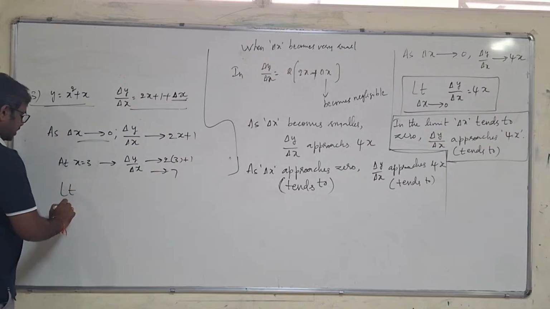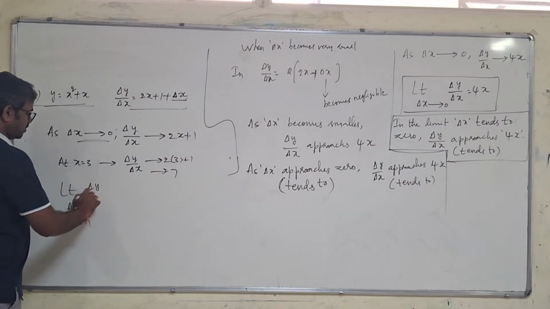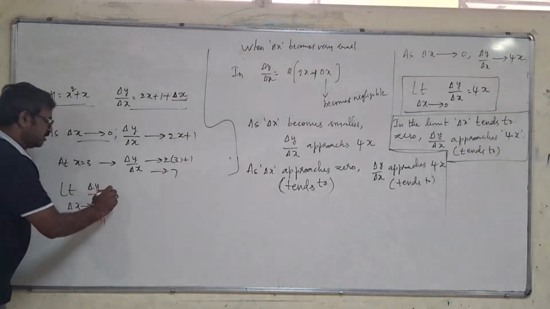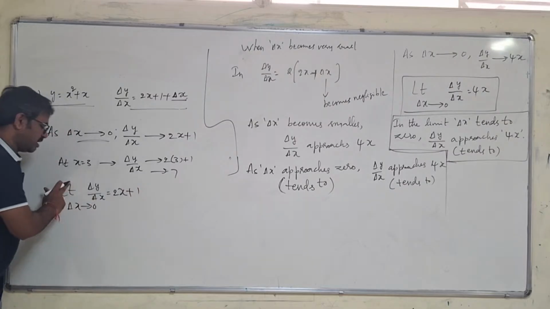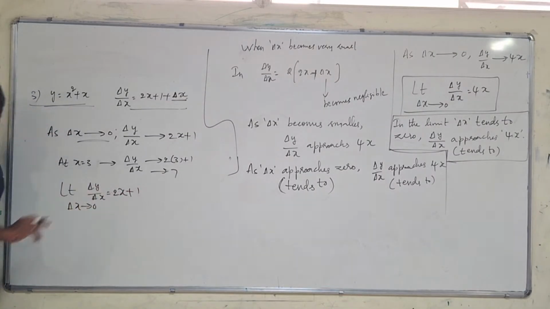In other words, we write it as limit delta x tends to 0, delta y by delta x in this case is how much? 2x plus 1. What it means is in the limit delta x tends to 0, delta y by delta x approaches 2x plus 1.